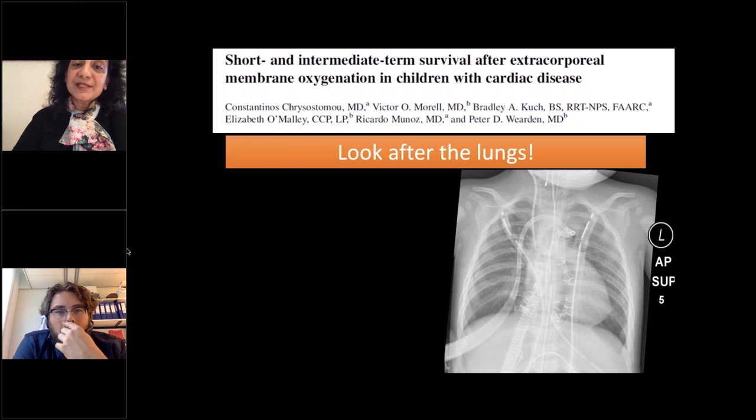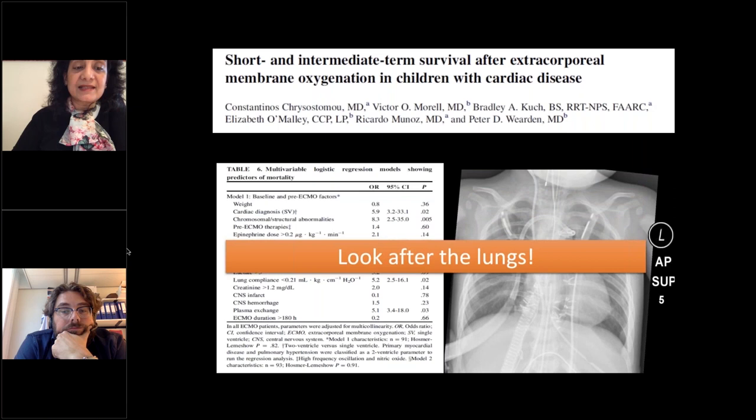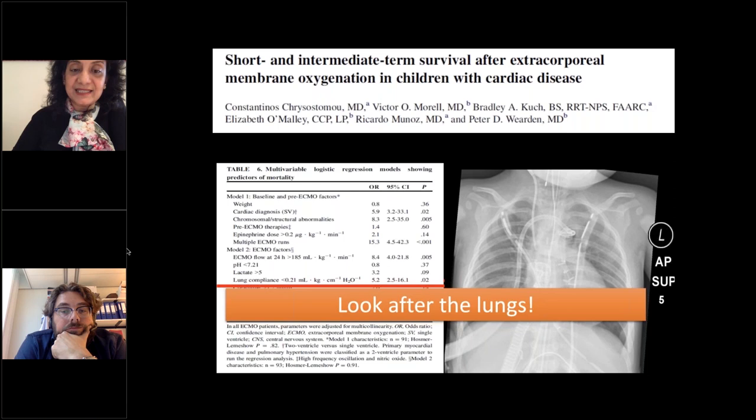I'd like to highlight here that whilst we are focusing on the heart, we should not forget the lungs. It's very important to look after the lungs. And you can see again from the same paper published in JTCVS that lung compliance was an important predictor of mortality, and if it got worse, then the chances of survival were poor. So I say, look after the lungs well.